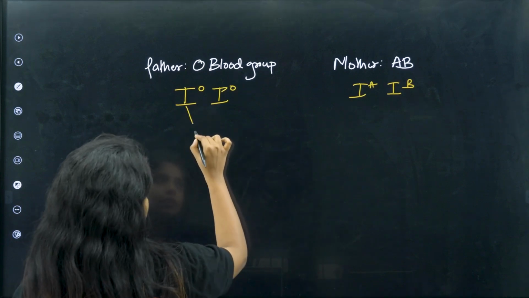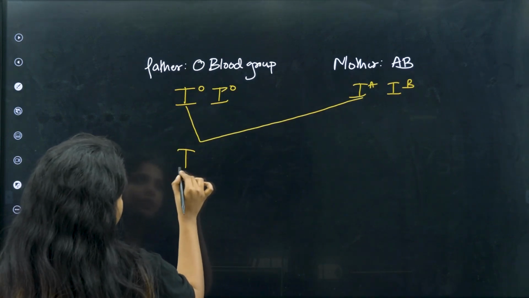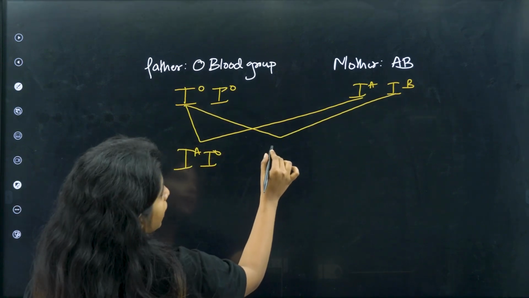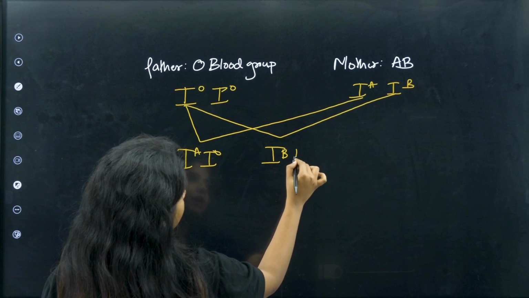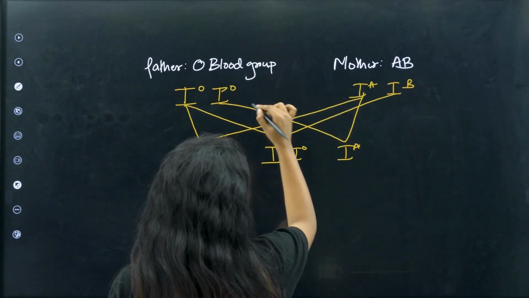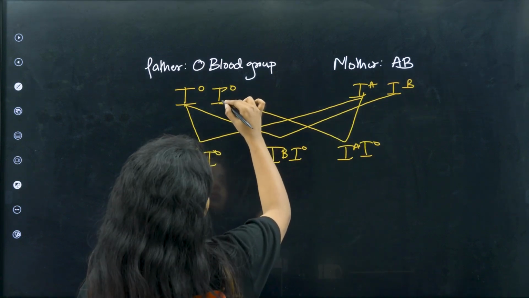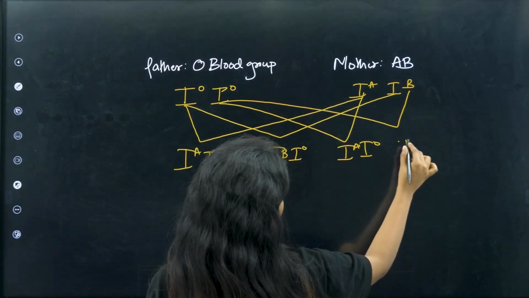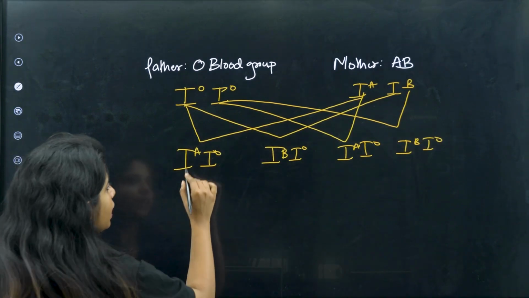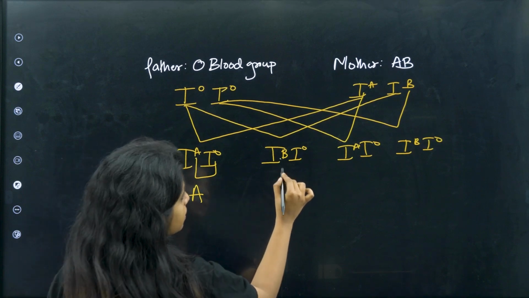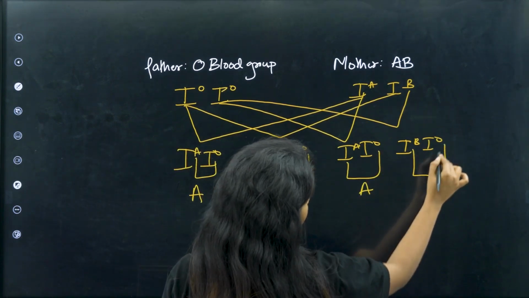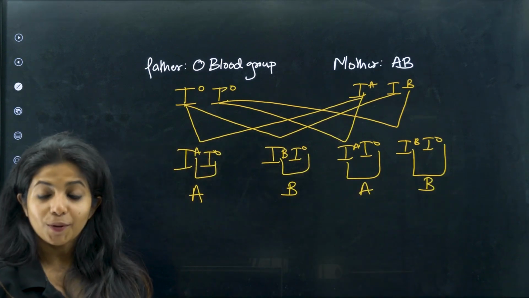Now, if you fuse this with this, you get IA IO. If you fuse this with this, you get IB IO. If you fuse this with this, you get IA, again IO. If you fuse this with this, you get IB, IO. None of them are O. Here A is there to dominate, so it will be A blood group. Here B is there to dominate, it will be B blood group. Here A is dominating, so again A blood group. Here B is dominating, again B blood group.